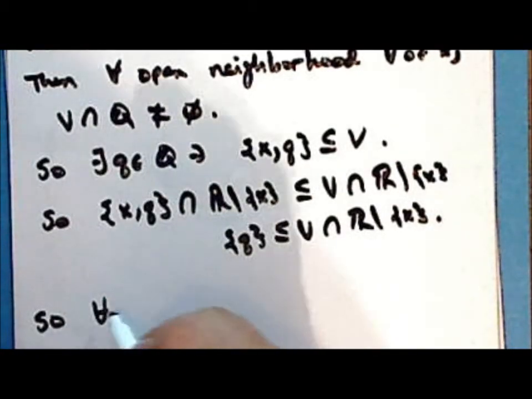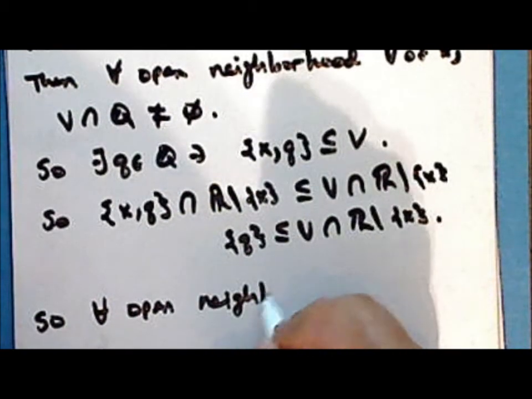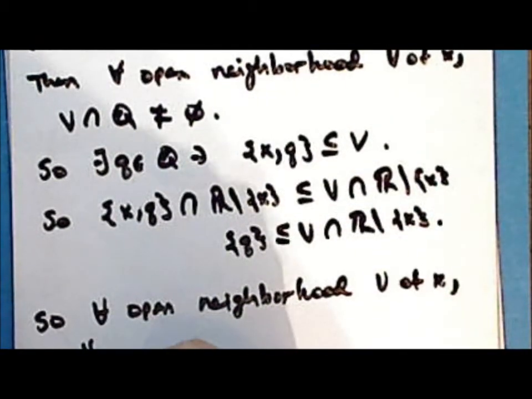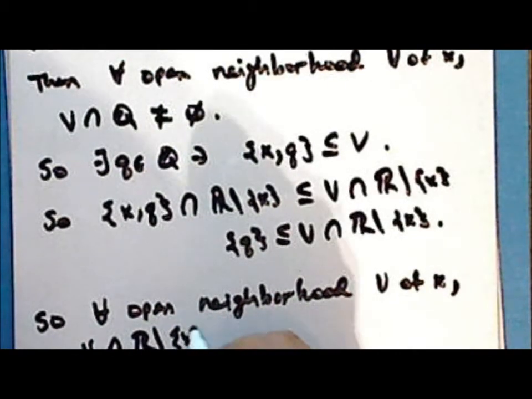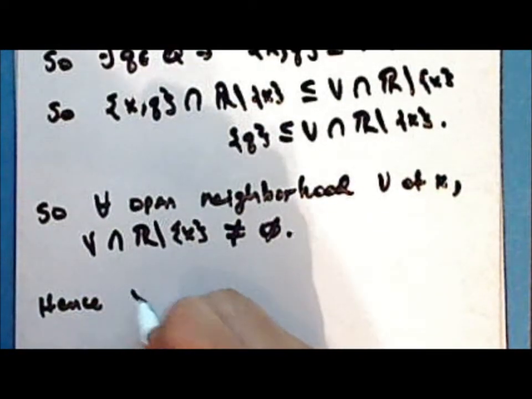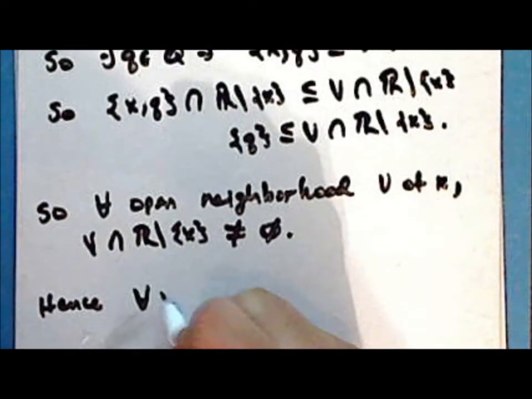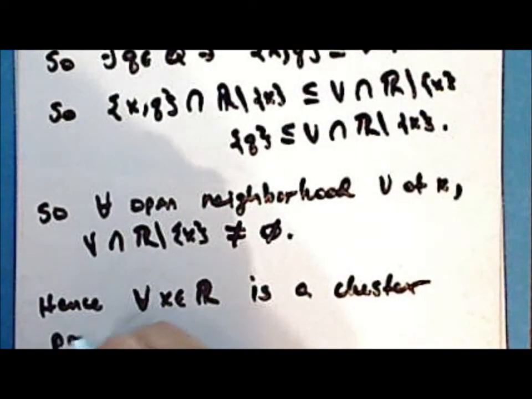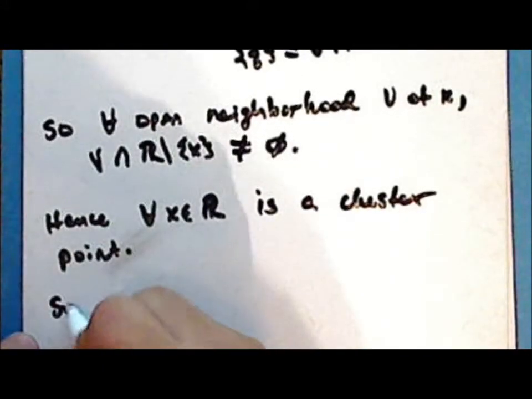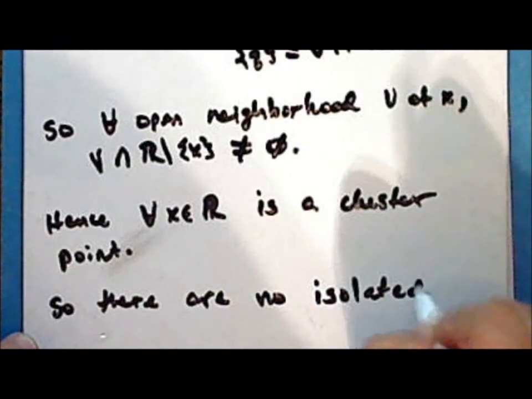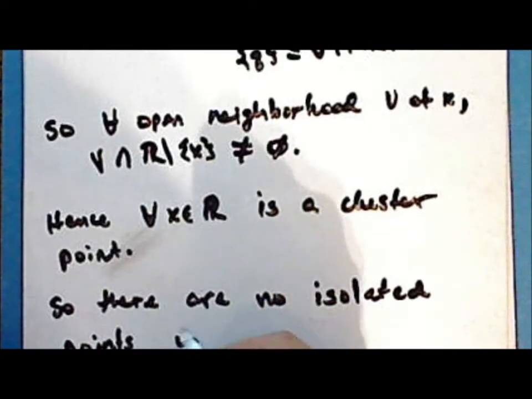And so, for every open neighborhood V of x, the intersection of that neighborhood with the complement of the singleton is not empty. And this is true of every point in the space, and hence every point in the space is a cluster point. And so there are no isolated points in the real line.